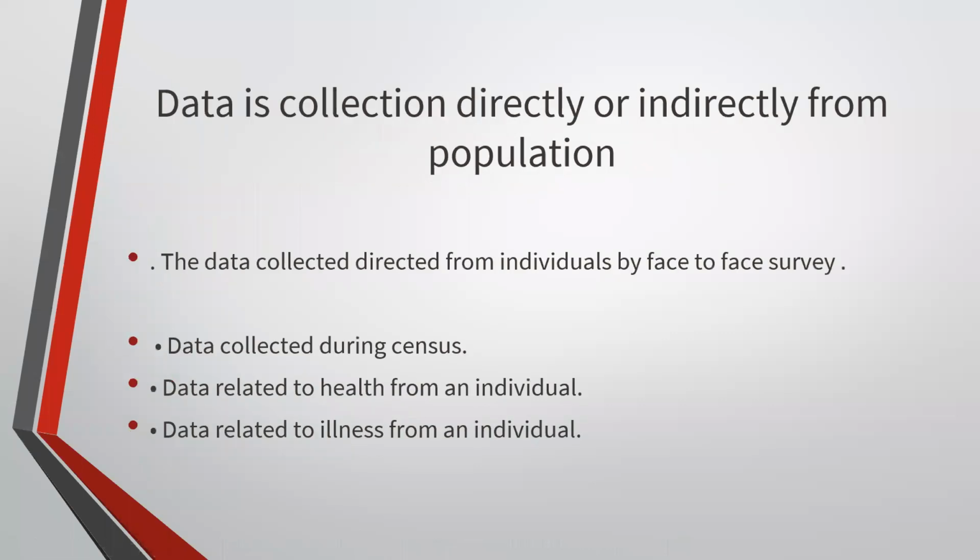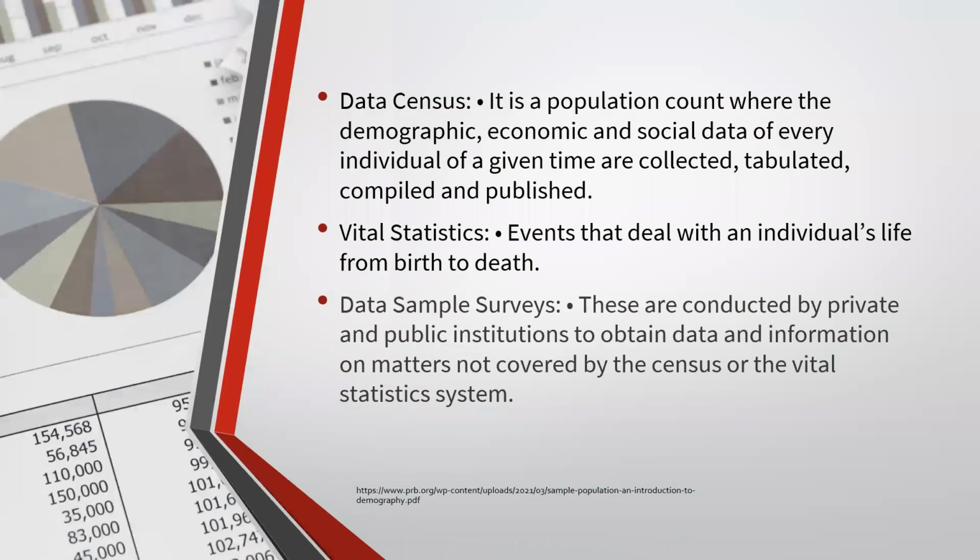And there is also a form of secondary data, that is collected directly or indirectly from the population, like data collected directly from individuals by face-to-face surveys, or data collected during census, data related to health from an individual, data related to illness from an individual.